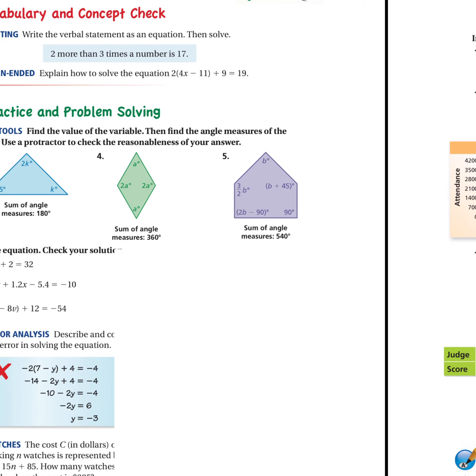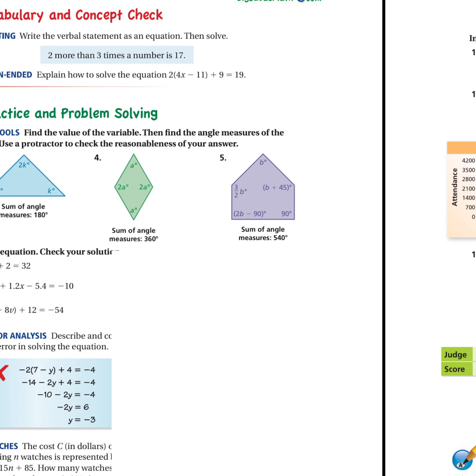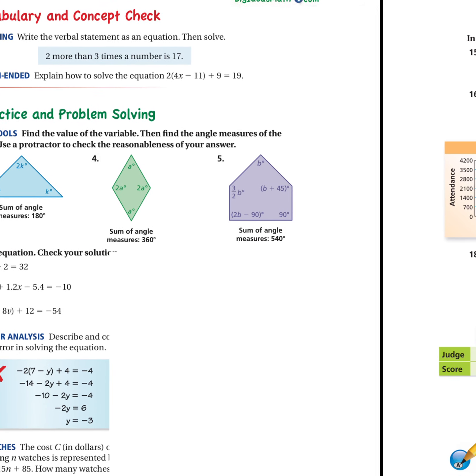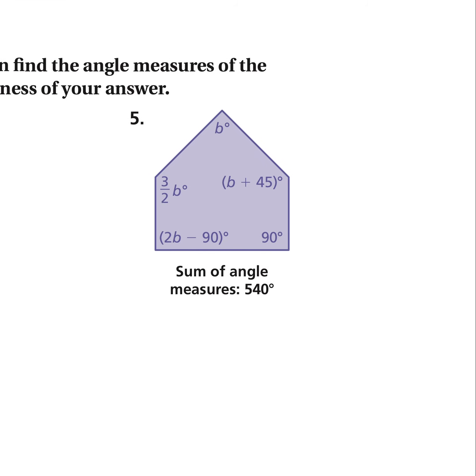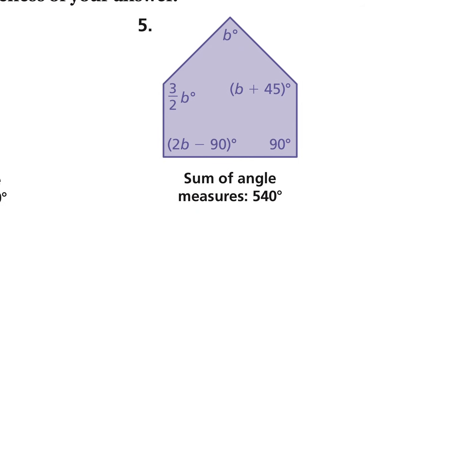It says, find the variable, then find all the angle measures. Now, they were super nice to us, and they told us right now that the sum of the angles is 540 degrees, which means this plus this plus this plus this plus this will equal 540, okay? All we need to do is make one giant long equation that equals 540.